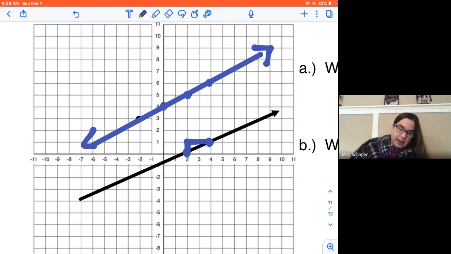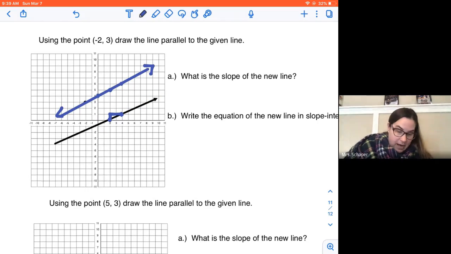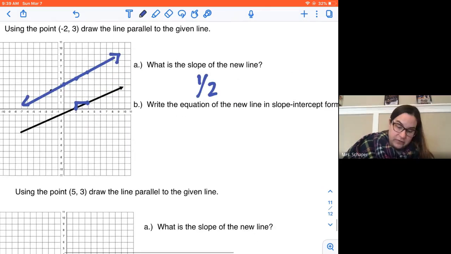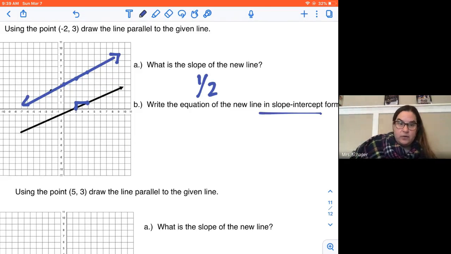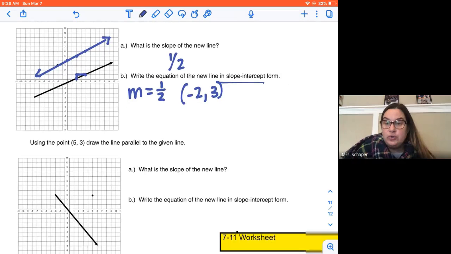Okay, if they're parallel, they have the same slope. So the slope of the new line is rise 1, run 2. So my slope is 1/2. We want to know the equation of the new line in slope-intercept form. Well, I know that the slope is 1/2. I know that it goes through ordered pair negative 2, 3. So what I need to do is solve for b.